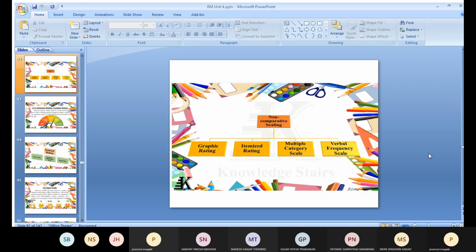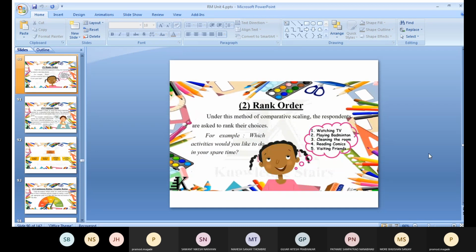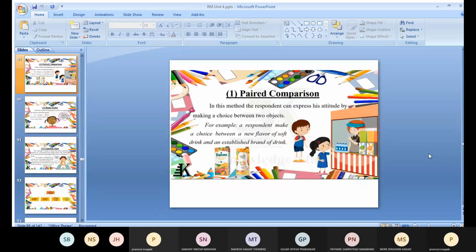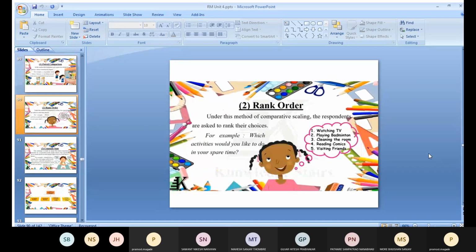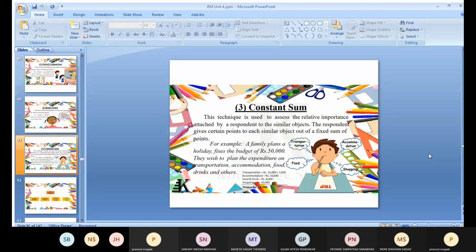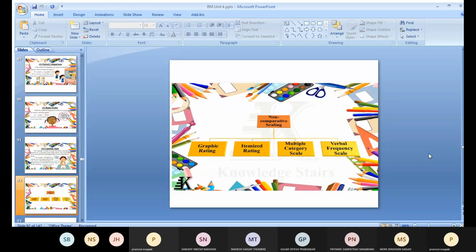Now we have reached, I think, this point, non-comparative scaling. So earlier, the three modules we have seen are comparative. Every time the comparison will be done while deciding things. But in case of non-comparative, we'll have to consider the four parameters, like graphic rating. So good, bad, better, best. That kind of rating will be there.